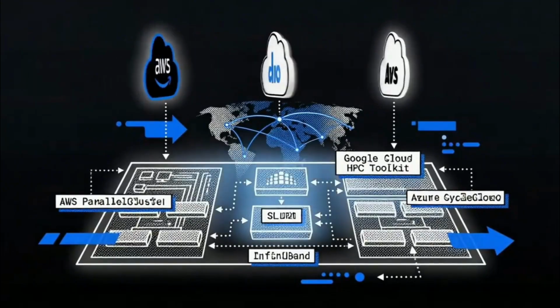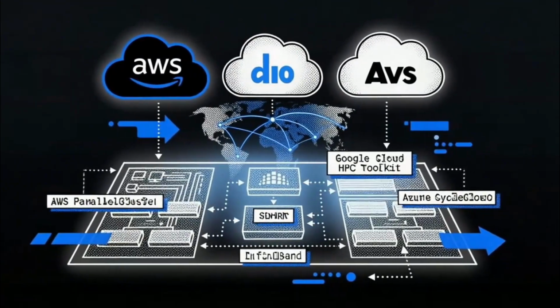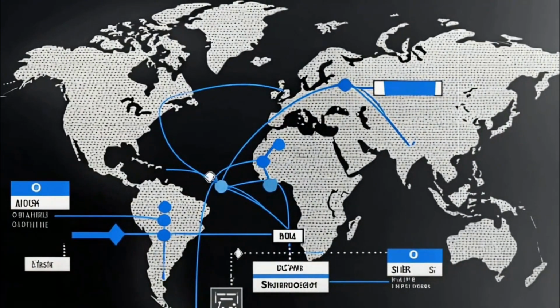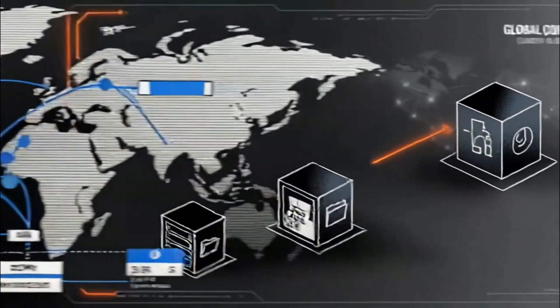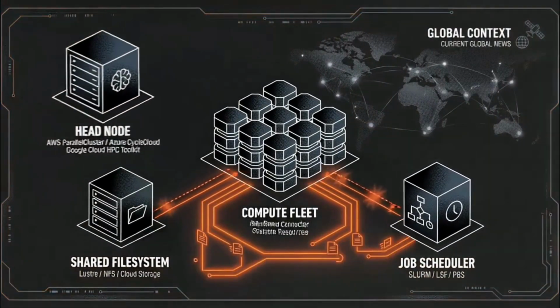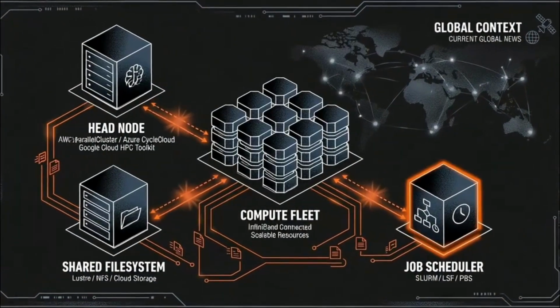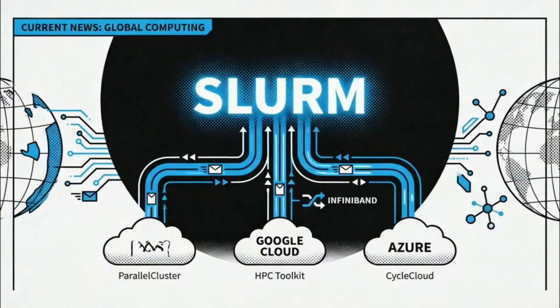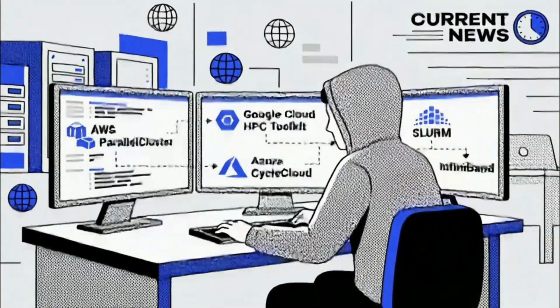Cloud HPC platforms like AWS ParallelCluster, Google Cloud HPC Toolkit, and Azure CycleCloud replicate this entire architecture in a cloud environment. When you deploy a cloud HPC cluster, you define a head node, a compute fleet, a shared file system, and a job scheduler. The default scheduler on all three platforms is Slurm. The skills and concepts from this video transfer directly to any of those environments.